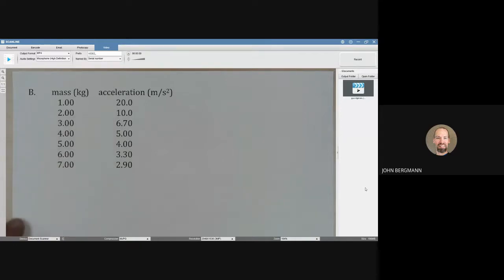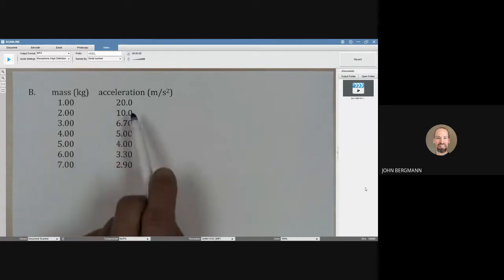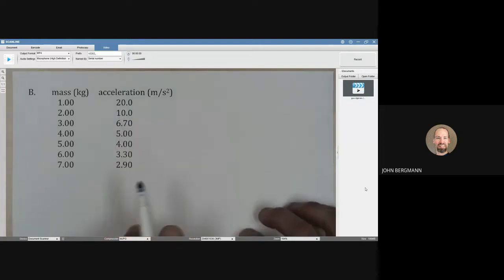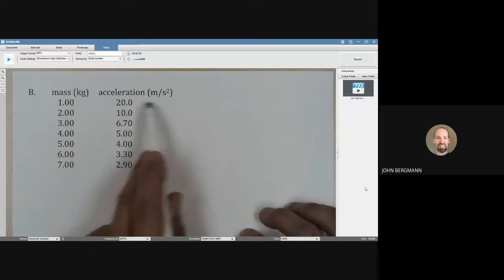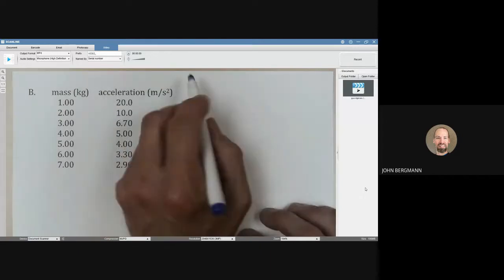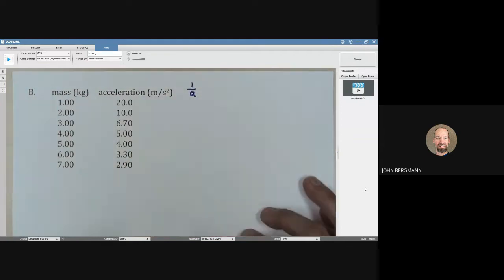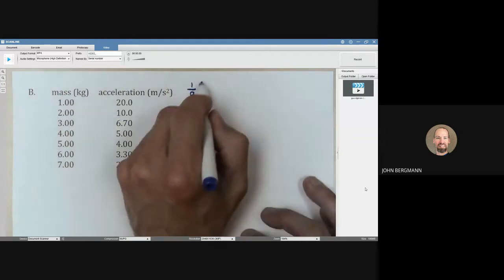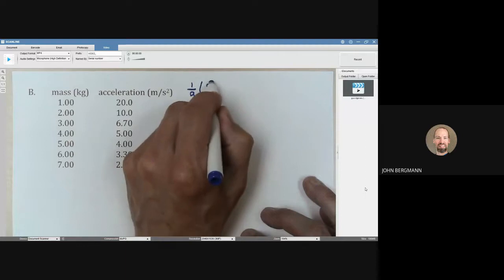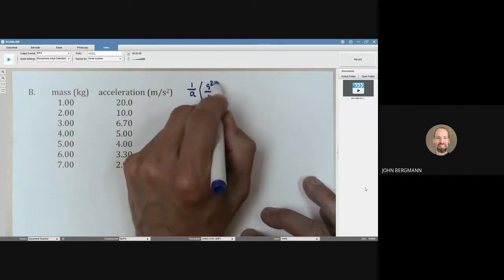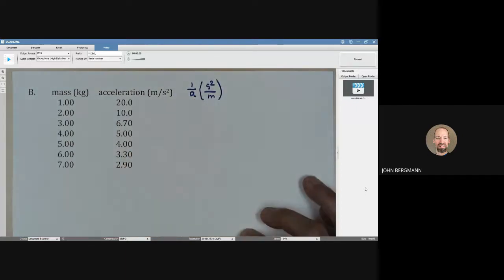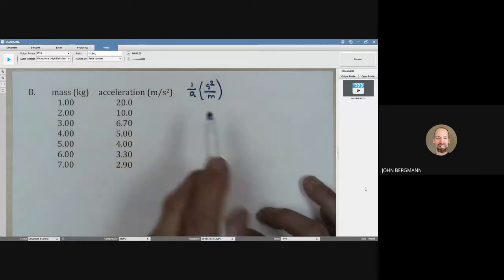The way you solve this is you take the reciprocal of every value that's in the decreasing data set, and you make a new column of data with the reciprocal of everything that's up here. My new data column is going to be 1 over the acceleration, and the unit for that is going to be seconds squared per meter. I've taken the reciprocal of both the variable and the unit so far.